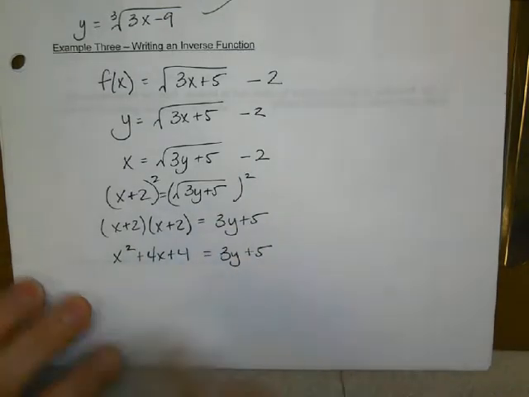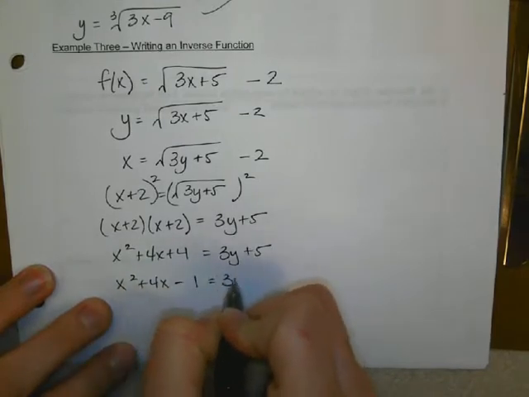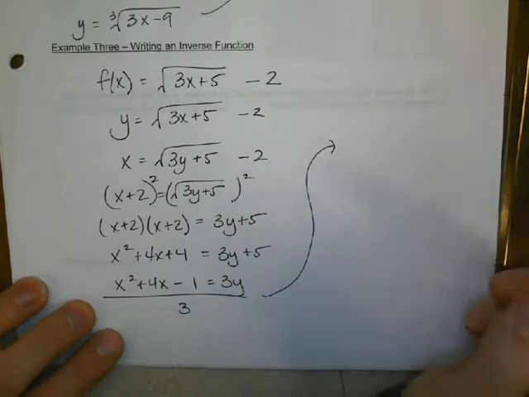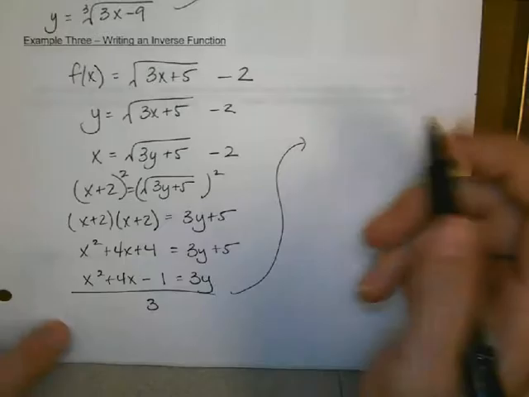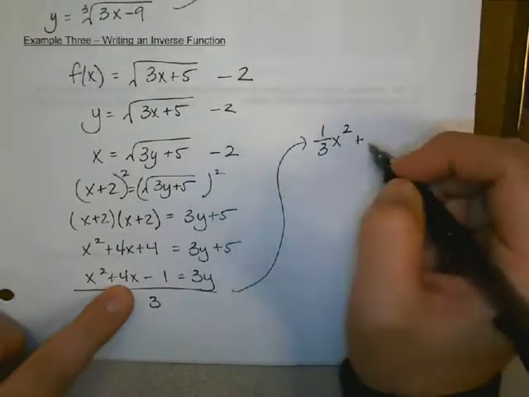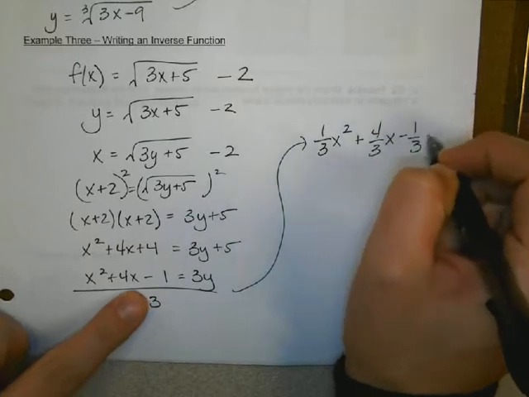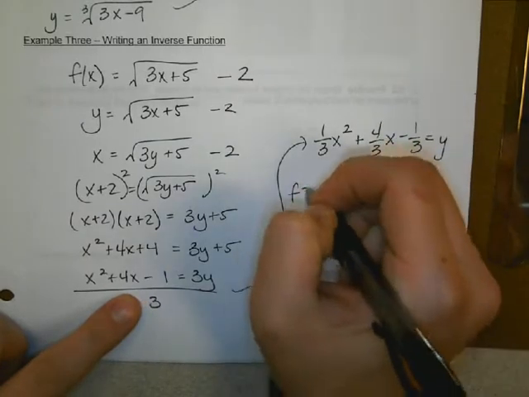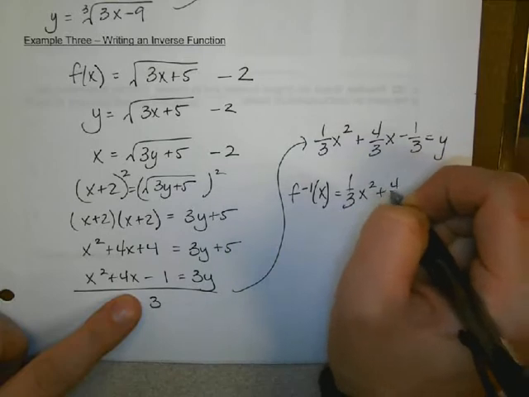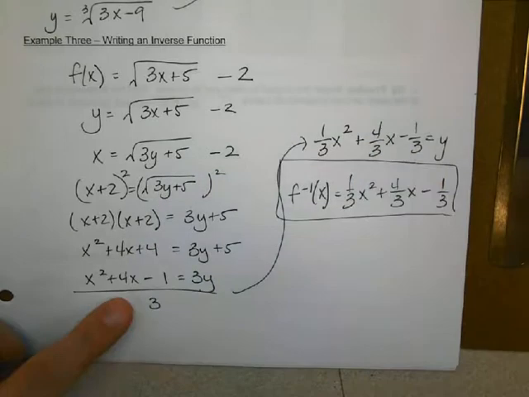I'm going to subtract 5 from both sides. And then I'm going to divide everything by 3. Now when you divide everything by 3, I do want you to keep it separate. So x squared divided by 3 is going to be 1/3 x squared. 4x divided by 3 is 4/3 x minus 1/3. And then your last step would be to put it in function notation. And there you go. That should be your final answer.